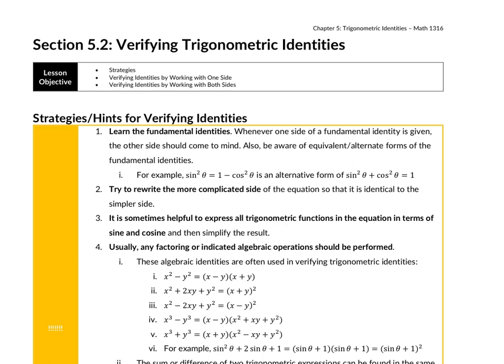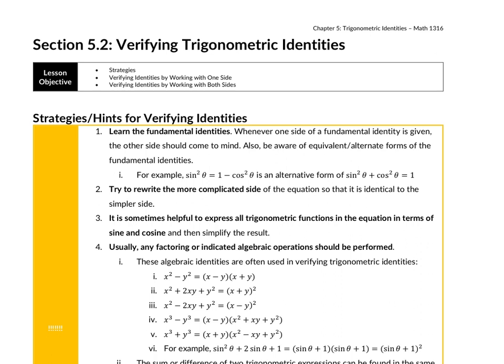which is why I'm having you keep that formula sheet looking part of 5.1 in front of you, because that's what we need to make sure we have memorized. The alternative forms of all of those fundamental identities. We're going to try to rewrite the more complicated side so that we end up condensing it down when we're verifying these. It also helps, and this one I'm going to highlight because I think this is super important.